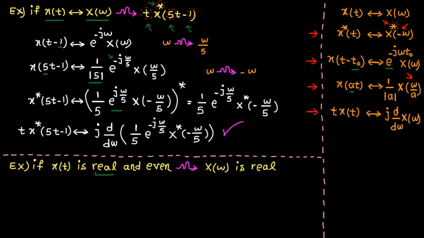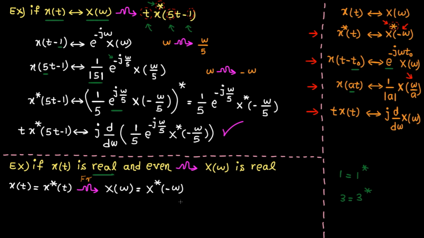We know x(t) is real. This means x(t) is equal to its conjugate. In fact, conjugate has no impact on real numbers. For instance, 1 is equal to 1 conjugate, or 3 is equal to 3 conjugate. Now apply the Fourier transform to both sides of this equation and use the conjugation property. So we get X(omega) is equal to X conjugate of minus omega.